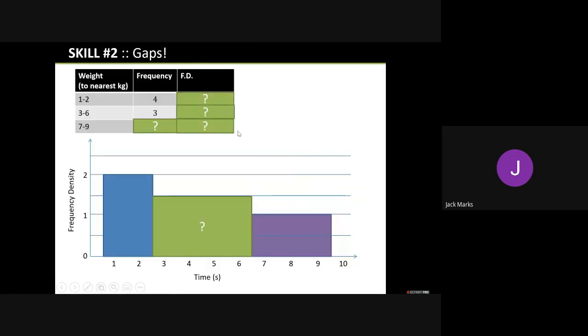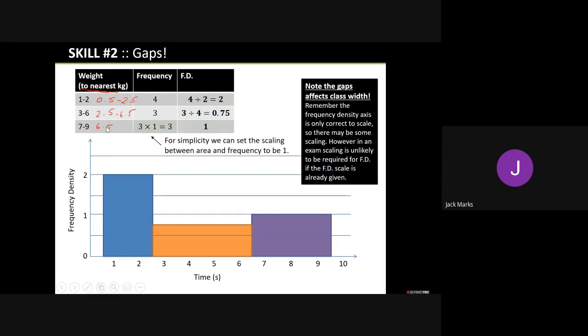Okay, and finally, we should talk about how we handle any gaps that we might be given as well. So, if we have weight to the nearest kilogram, remember we had this in chapter 2. So weight to the nearest kilogram, well, what is to the nearest one? Actually, it's 0.5, and this could go all the way up to 2.5. 3 actually starts at 2.5 and goes up to 6.5, and so on. So just like when we had linear interpolation, it's important to make sure that the data connects, because histograms, for continuous data, we shouldn't have gaps between them.